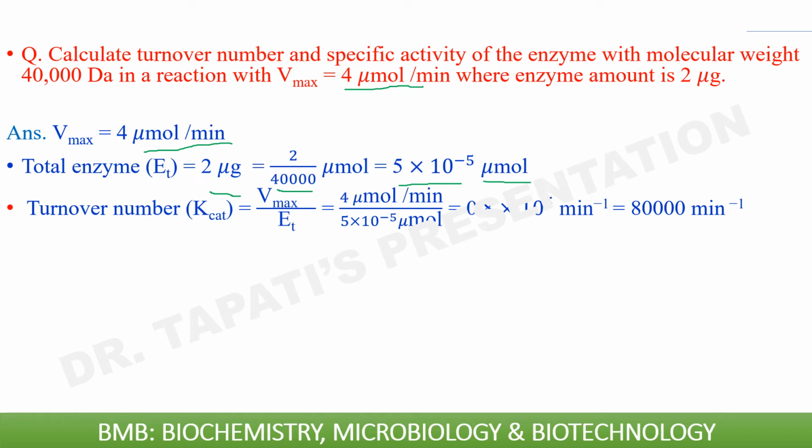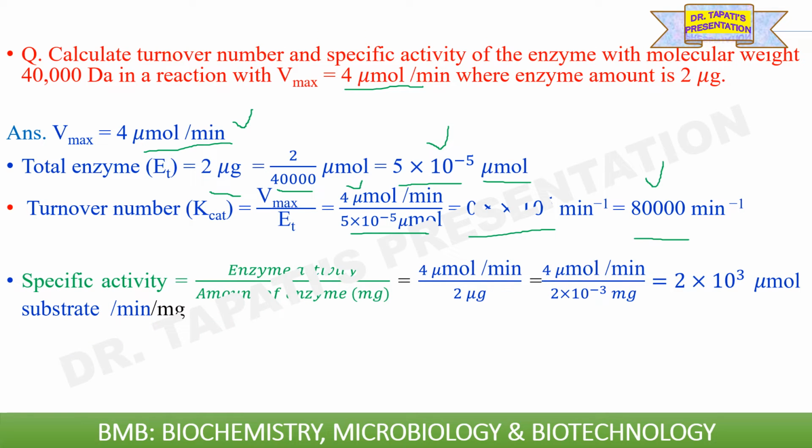And turnover number is equal to Vmax by ET. Therefore, if we put Vmax as 4 micromole per minute, and if we put ET value as 5 into 10 to the power minus 4 that we have calculated, we will get 0.8 into 10 to the power 5 per minute, or 80,000 per minute, or we can convert it into per second by dividing this value by 60.